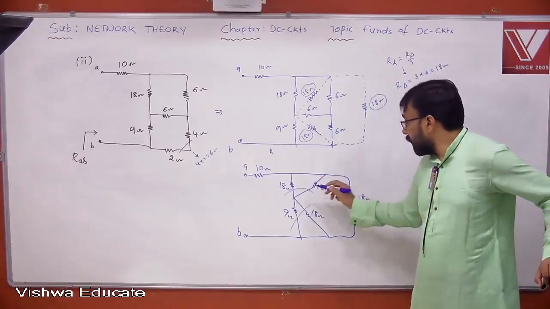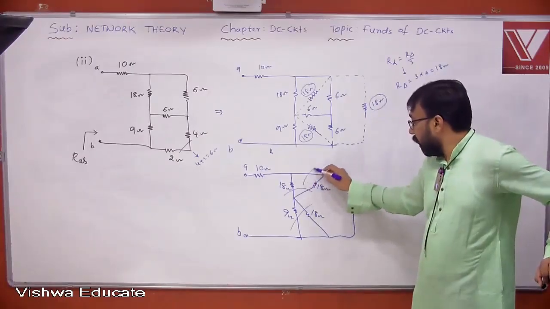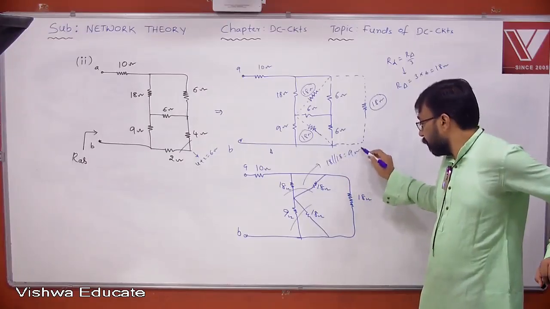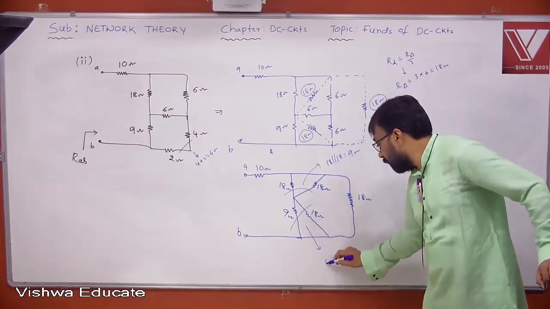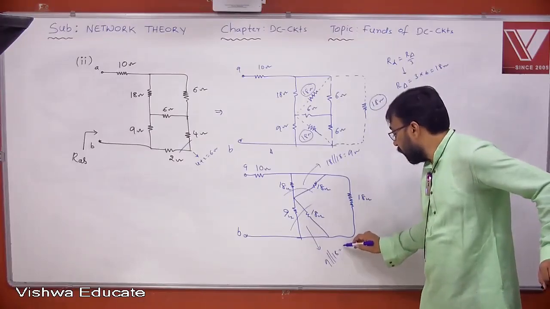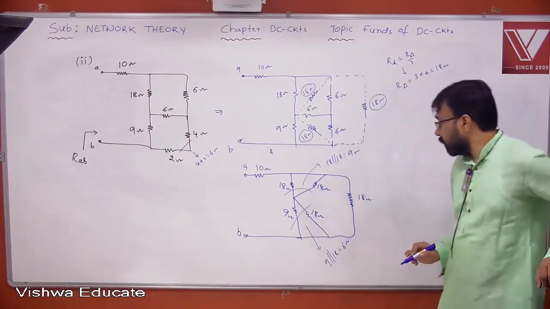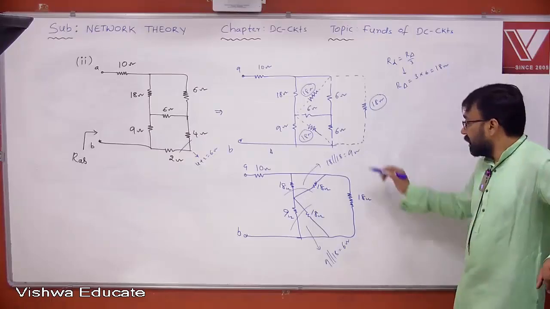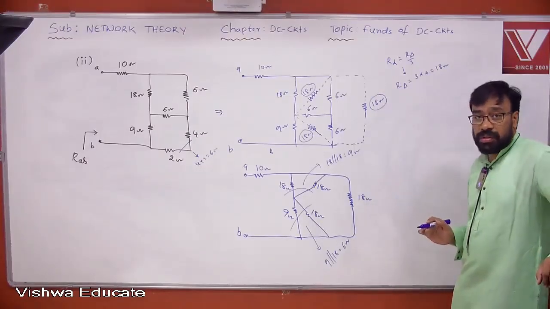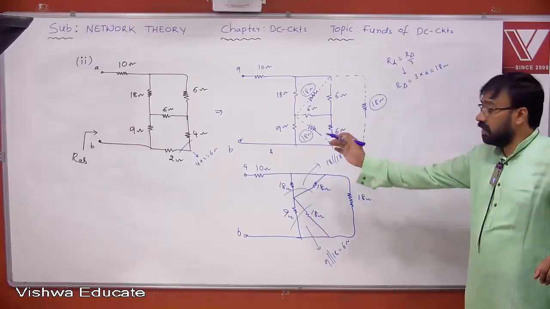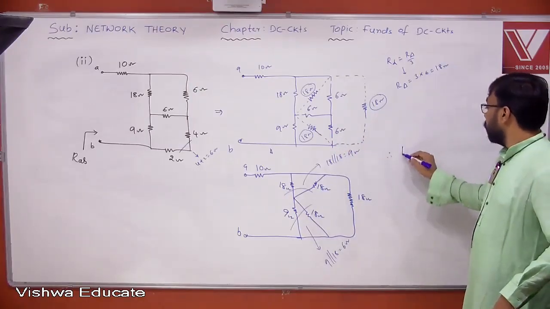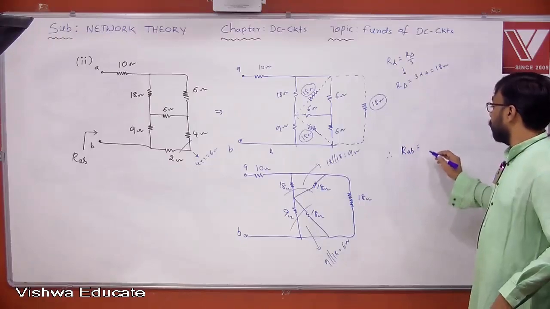So now, what is actually 18 parallel 18? 18 parallel 18 is what? 9 ohm. 9 parallel 18 is what? 9 into 18 by 9 plus 18 is, I think you're going to get 6 ohm. Yes or no? Okay. Now this 9 and 6 are connected in series. That result is parallel to what? 18. And that result is in series with what? 10. Okay. So therefore you can see the total RAB can be written something like this.